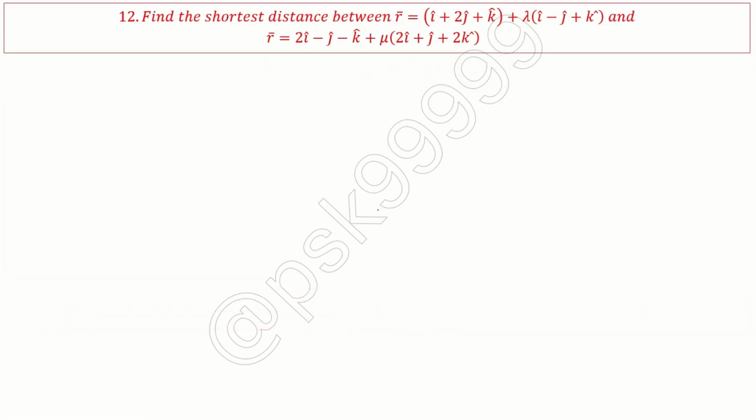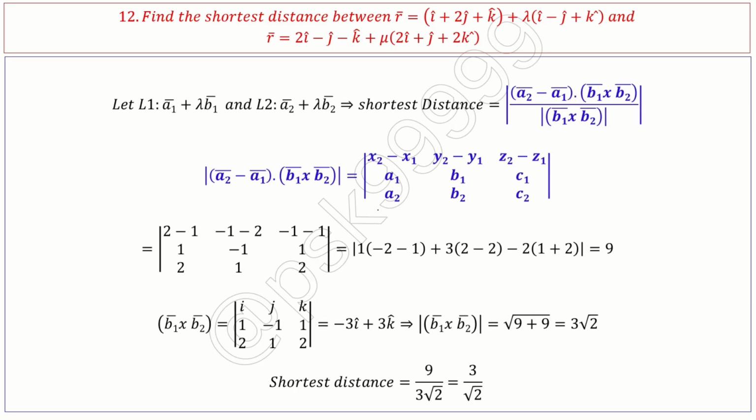Find the shortest distance between the two lines given here. We already know the formula for shortest distance, which is nothing but the absolute value of (a2 minus a1) dot product with (b1 cross b2), divided by the modulus of b1 cross b2. To get (a2 minus a1) dot (b1 cross b2), you can use this determinant: x2 minus x1, y2 minus y1, z2 minus z1, then a1, b1, c1, a2, b2, c2.